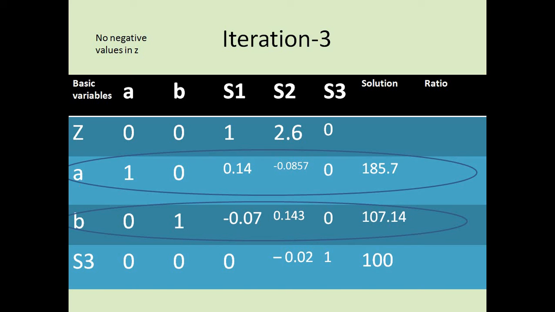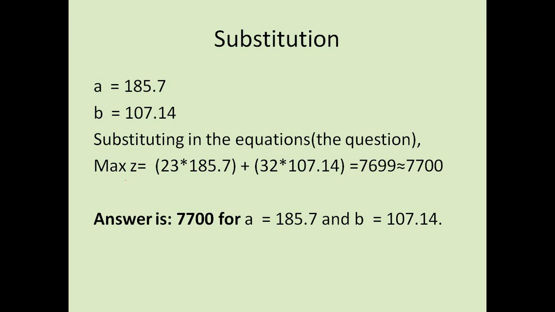Okay, so let me move on to the next one. I'm going to substitute this A and B values to our max Z equation. And when I'm going to substitute the values, I'll be getting this value, which is also rounded off to 7,700, and the answer is 7,700, where A equals 185.7 and B equals this value. Okay, and that's how you try to put it this way.